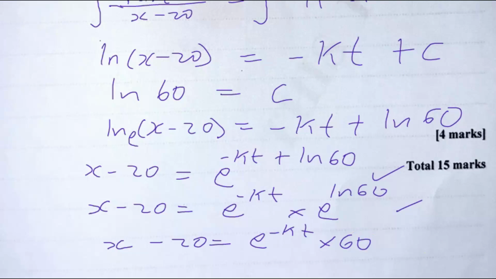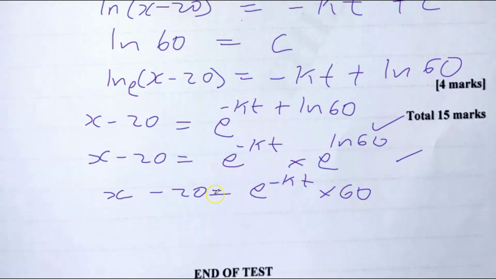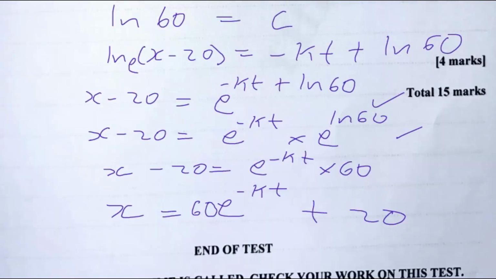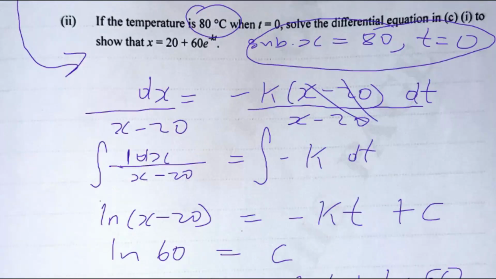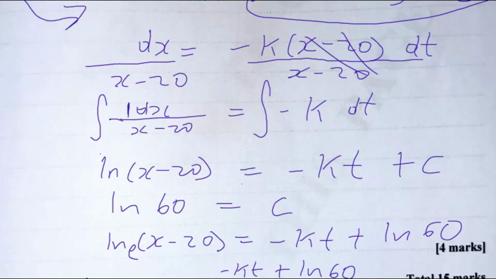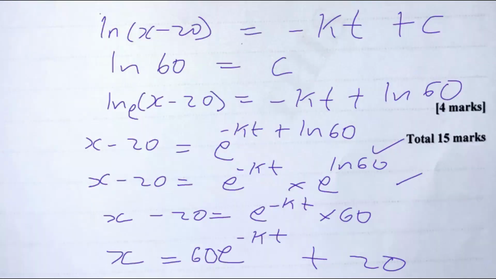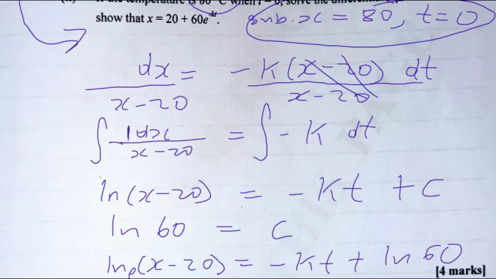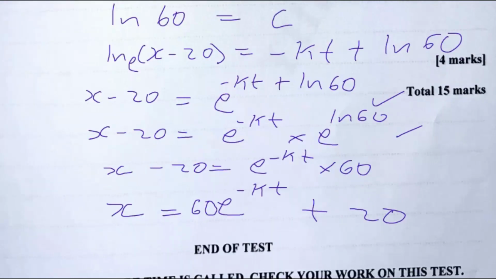And to solve for x, we can simply add 20 to both sides, or just group the 20 on the right. So that's e to the negative kt, and the 60 we can put at the front since order doesn't matter, and the 20 on the right is positive 20. And that's what we're asked to prove: x equals 20 plus 60 e to the negative kt. And that's it.